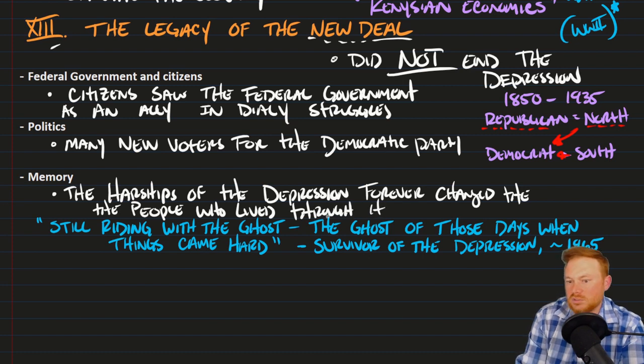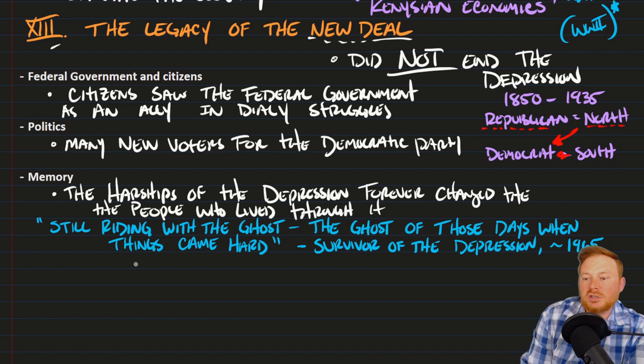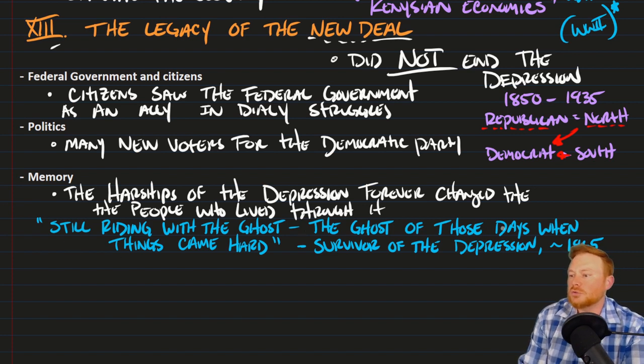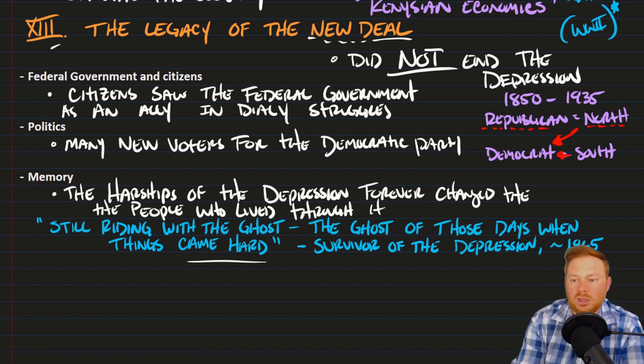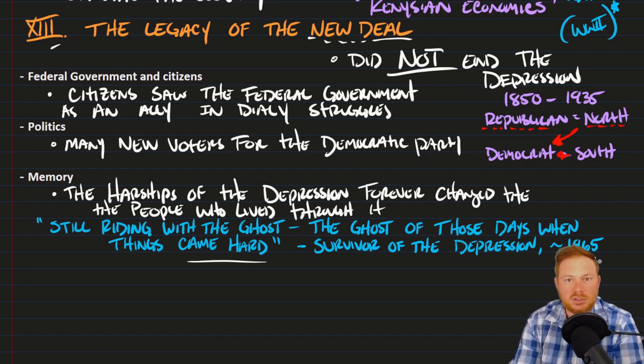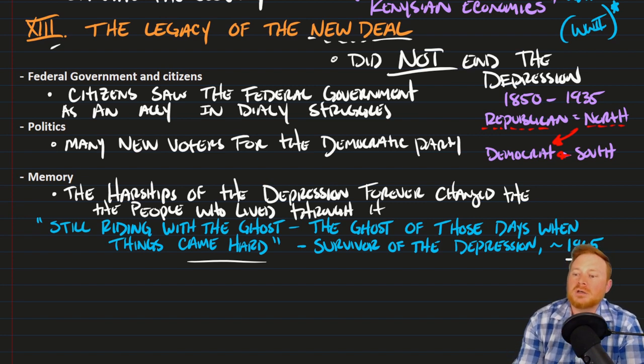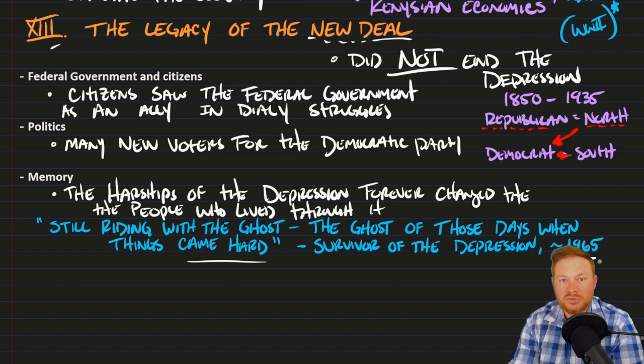As this quote says, I'm talking about the Depression here, "still riding with the ghost of those days when things came hard." This is a survivor of the Great Depression, giving an account in the 1960s. So, things like not trusting the banks, saving everything one gets, the fear that at any moment, at any time, the economy can go into a death spiral. This was with the hearts and minds of Americans for generations to come.